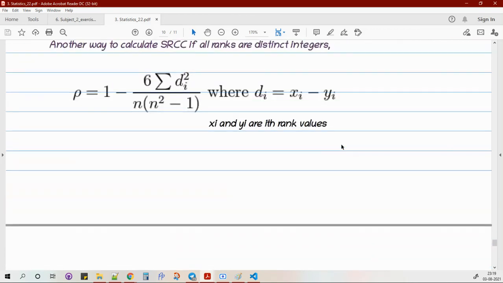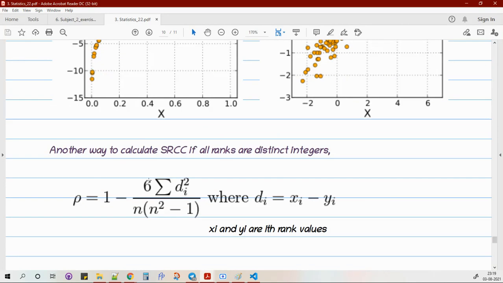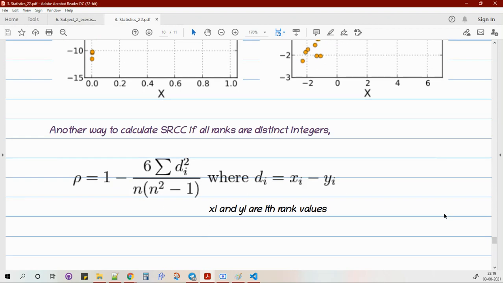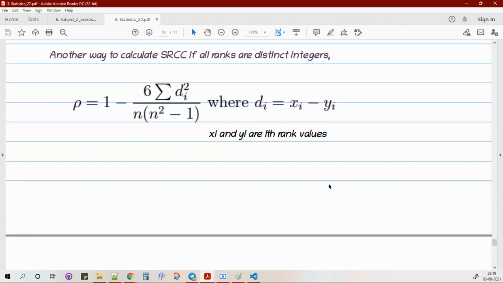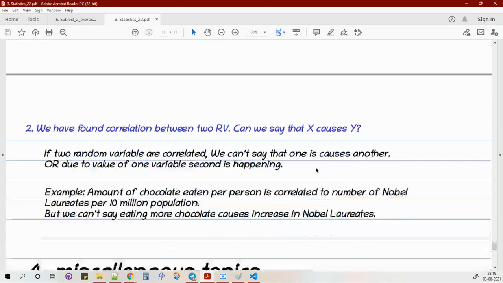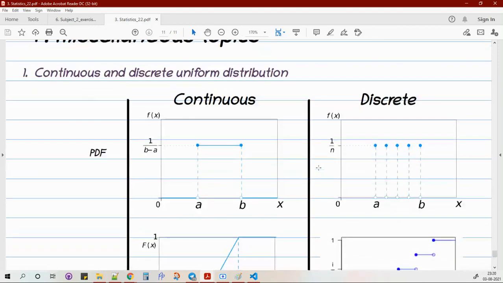I don't know why I noted this, but this is one more formula to calculate SRCC. I found this formula from, I guess, Wikipedia, or some solution notebook or assignment notebook of some university. So given the table, using di = xi minus yi, you can calculate SRCC using this formula also. Okay, I guess that is over.